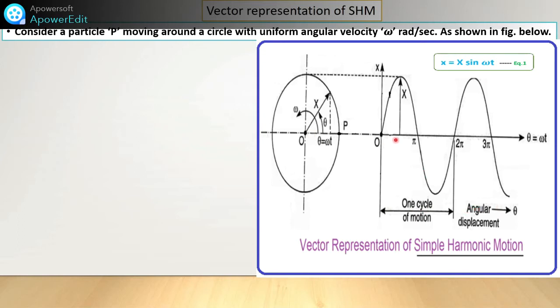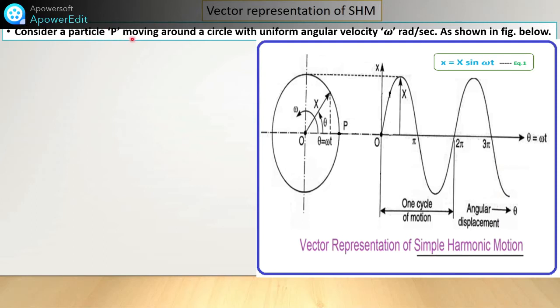Okay friend, what are we to study here? Vector representation of the SHM. So this vector SHM is represented like this, the sine curve, but in the form of an equation it is represented like this. Small x is equal to amplitude into sine of omega t. This is equation 1, the vector representation of simple harmonic motion in the form of an equation. But how does it come?